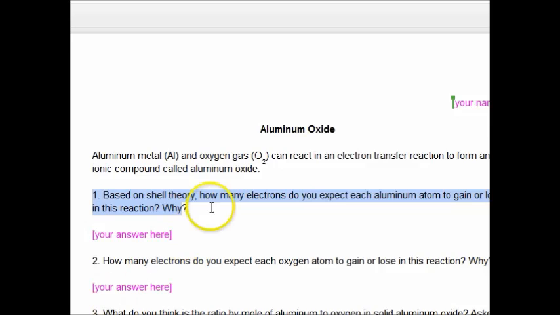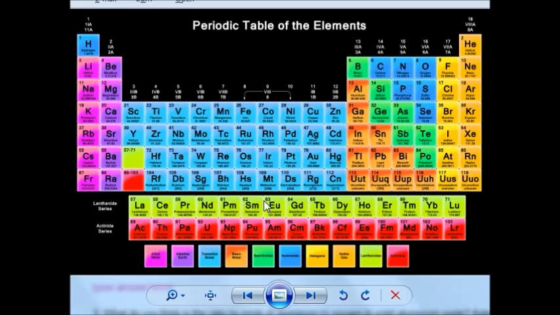Suppose you have the aluminum atom and the oxygen molecule, and they're doing some electron transfer. What happens to the aluminum? Well, you've probably done this problem already, but here's how I would show you.